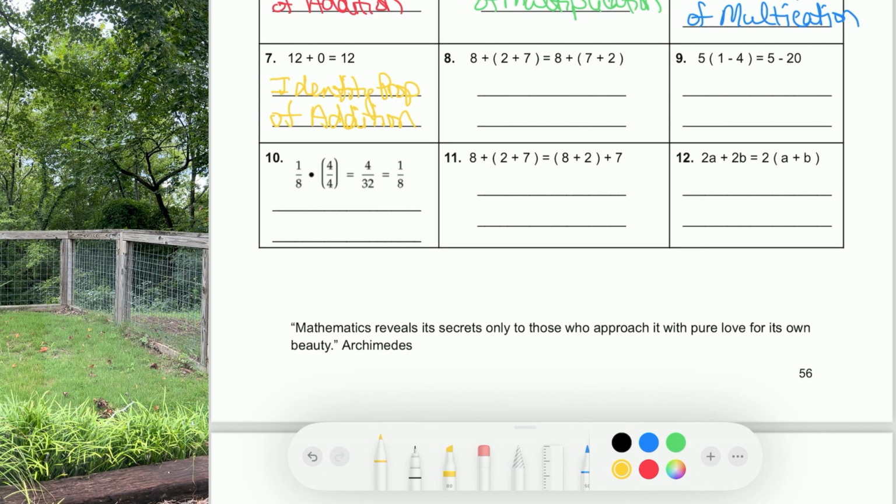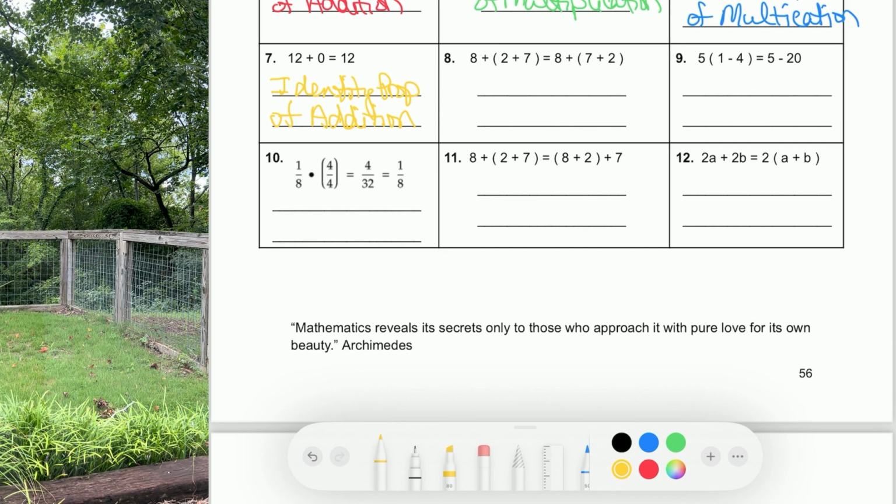So multiplication, you would multiply by 1 to keep its identity. For addition, you would add 0 to keep its identity. Number 8, we have 8 plus, and then in parentheses, 2 plus 7. On the other side, we have 8 plus, and then we have 7 plus 2.